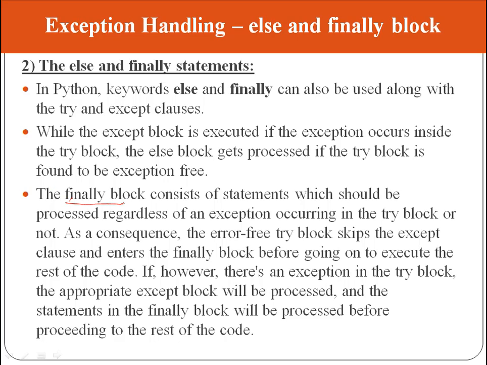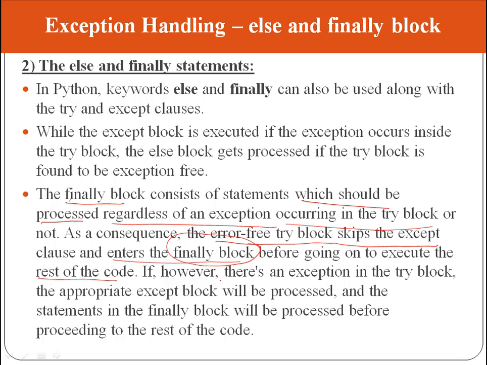So thus we have the finally block. The finally block consists of statements which should be processed regardless of an exception occurring in the try block or not. So whatever the case may be, the finally block will always be executed. As a consequence, the error-free try block skips the except clause and enters the finally block. So the finally block is always visited and all the lines written inside it will be executed before going on to execute the rest of the code.